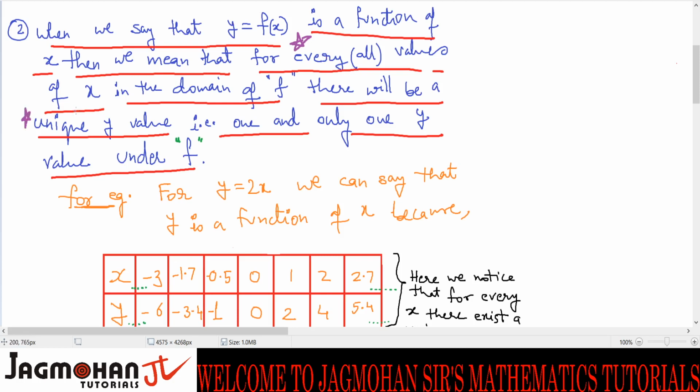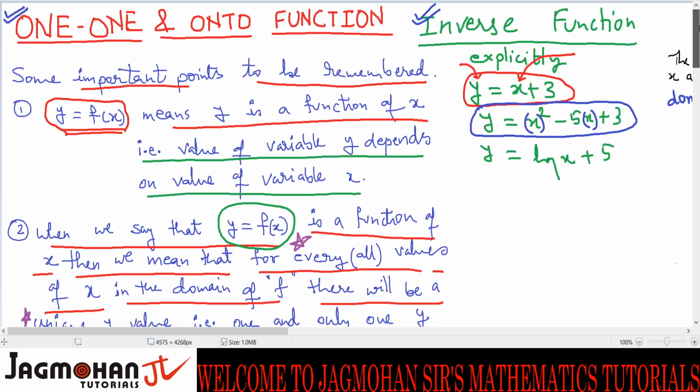Now remember students, here you have unique y value. Whenever you have y equals f of x kind of thing, you have some expression of x on one side and on the other side you have y. So what happens is there is a rule defined, there is an underlying rule defined between x and y, as you saw here.